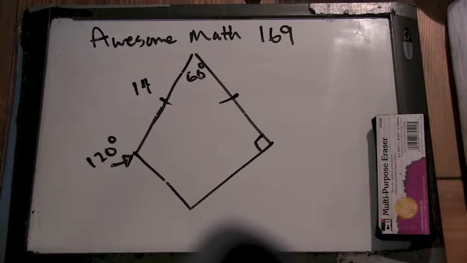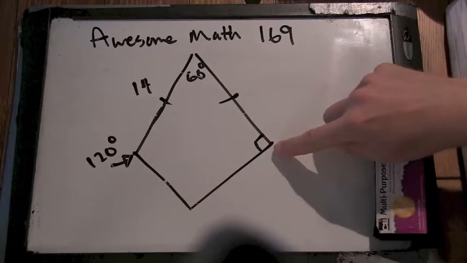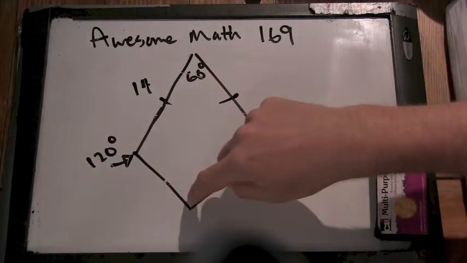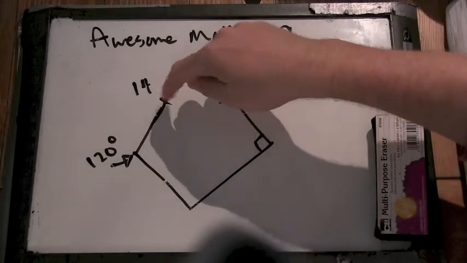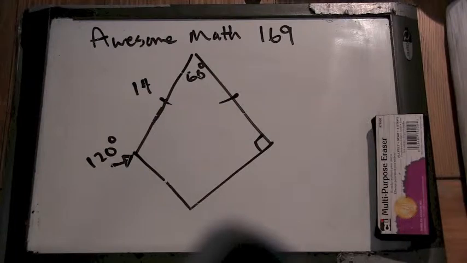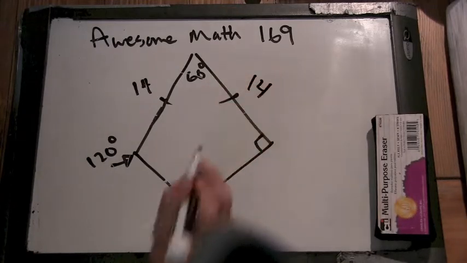So in this one, we have a quadrilateral labeled this way with a 60-degree angle here. What's that angle? That's a right angle. Okay, that's a 120-degree angle. We don't know what this angle is yet. What do these two tick marks mean? That means they're the same. So if we know these two are the same, then we know that's 14 and this is 14.